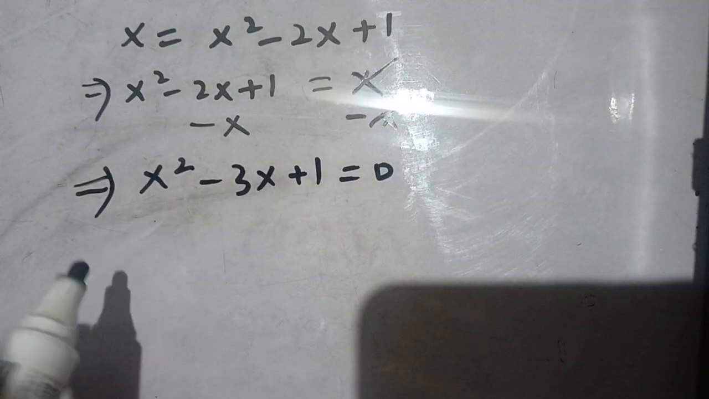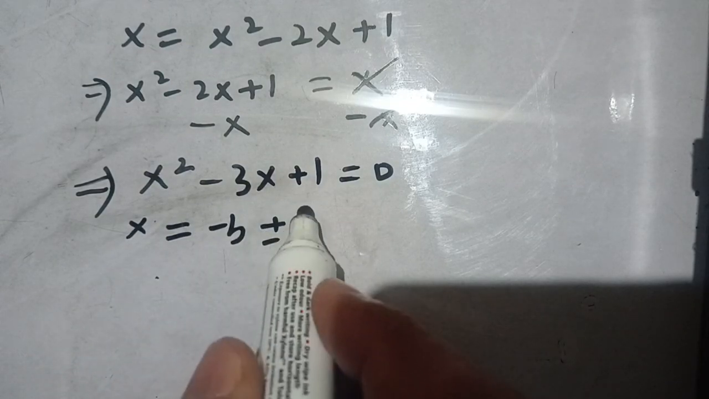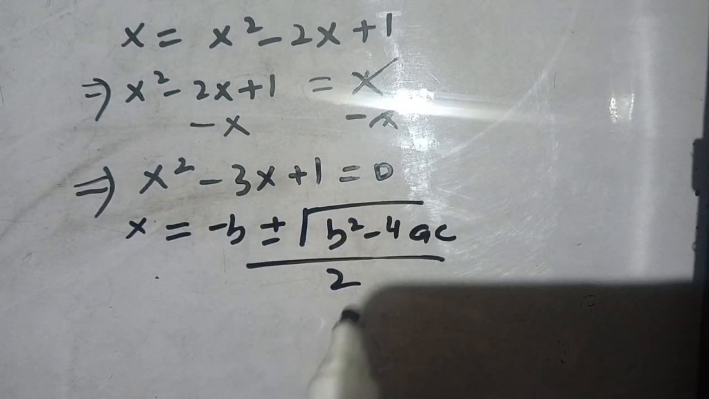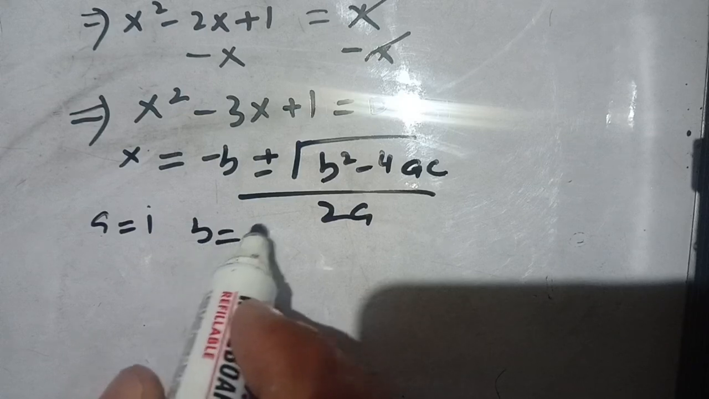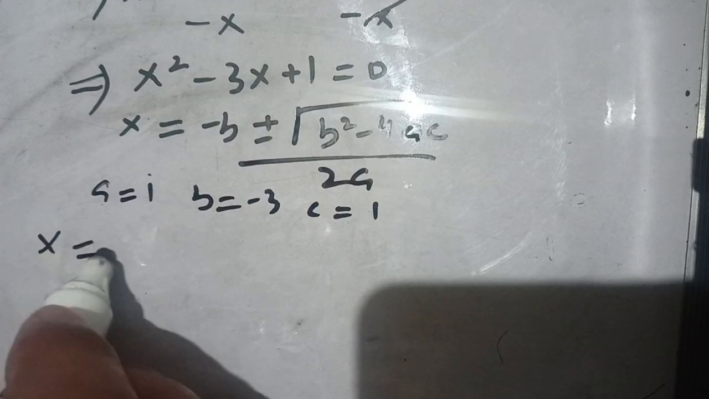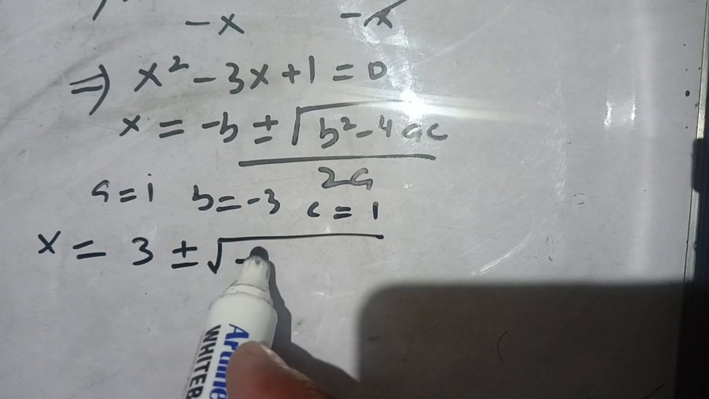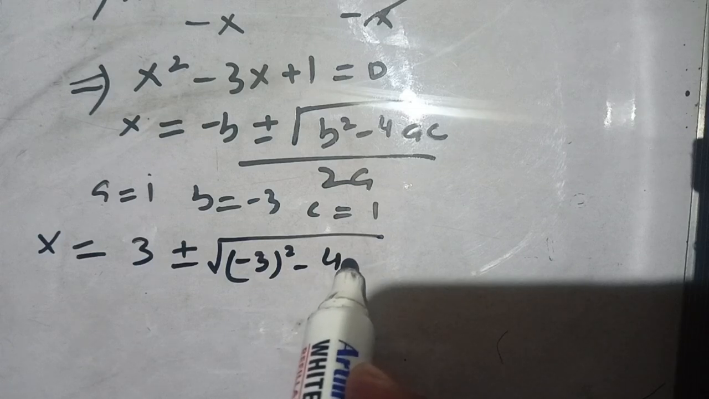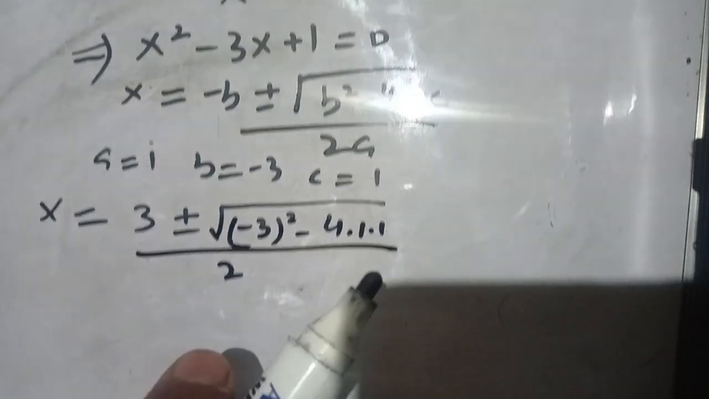Now it is a quadratic equation. Now we use the quadratic formula. x is equal to minus b plus minus square root of b square minus 4ac divided by 2a. Now here a is equal to 1, b is equal to minus 3, and c is equal to 1. Now x gives minus b, meaning 3, plus minus square root of b square, meaning minus 3 whole square, minus 4ac, meaning 4 times 1 times 1, divided by 2a, meaning 2 times 1.